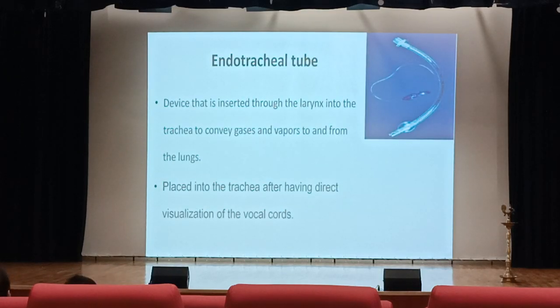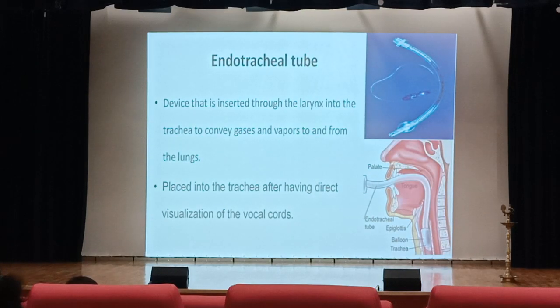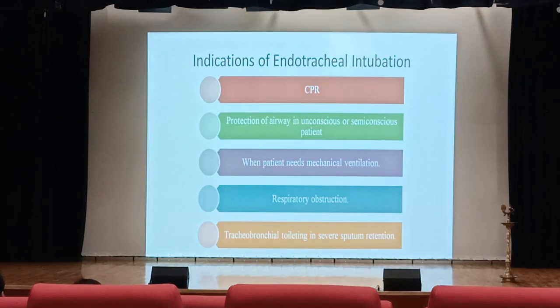So now the first device is the endotracheal tube. This is a device that is inserted through the larynx into the trachea to convey gases and vapors to and from the lungs. It is placed into the trachea after having direct visualization of the vocal cords. So here we can see how an endotracheal tube is placed in the trachea, and it is negotiated through the vocal cords. Indications of endotracheal intubation are CPR, protection of the airway in unconscious or semi-conscious patients, when the patient requires mechanical ventilation, if there is a respiratory obstruction, and if the patient requires tracheobronchial toileting for severe sputum retention.